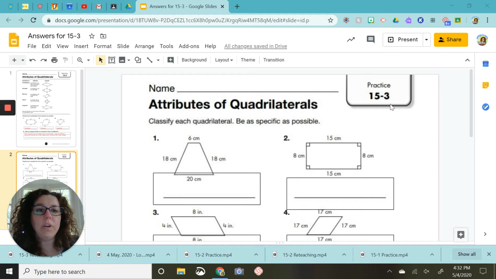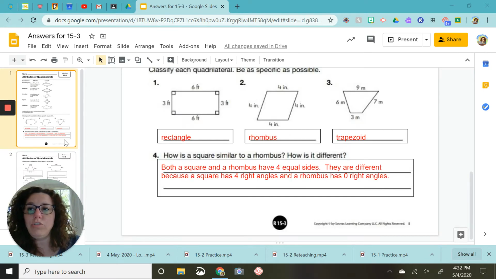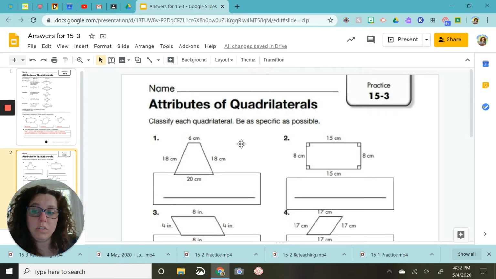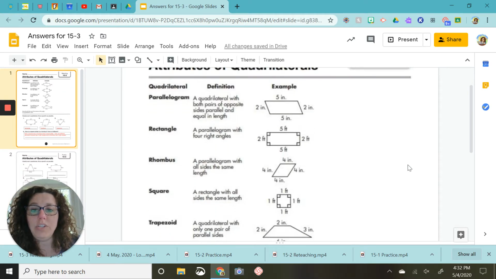We'll be going over practice 15-3, which says attributes of quadrilaterals. I like to think of attributes as a word kind of like when we describe characters, we use character traits. Attributes are just the traits of each of the shapes. So we're going to classify each quadrilateral, and we're going to be as specific as possible. Classify just means name. Remember to go up above and use that teaching chart if you get stuck.